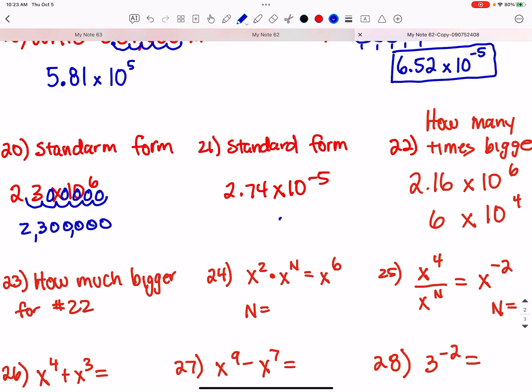All right, write in standard form. So we start with 2.74, and we move this backwards 5 times. 1, 2, 3, 4, 5. That's where the new decimal goes. So there's a 0 there, 0 there, 0 there, 0 there. So 0.000274. Pretty easy.